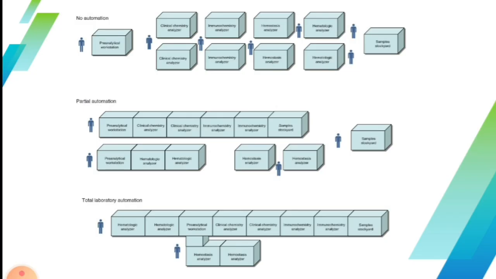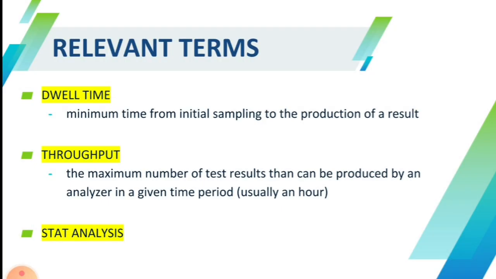So this figure just shows the difference between a laboratory without automation, partial automation, and of course total laboratory automation. Now we have some terms to define. So we have dwell time, the minimum time from initial sampling to the production of a result. Next one is throughput, the maximum number of test results that can be produced by an analyzer in a given time period, which is usually an hour.